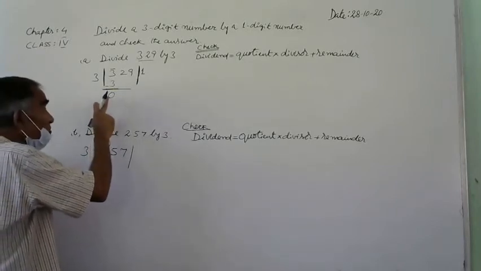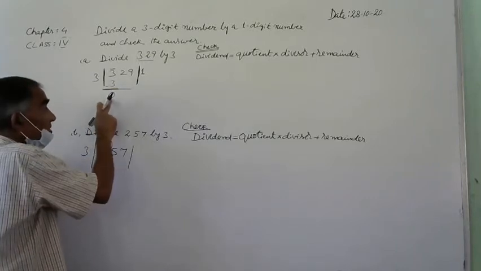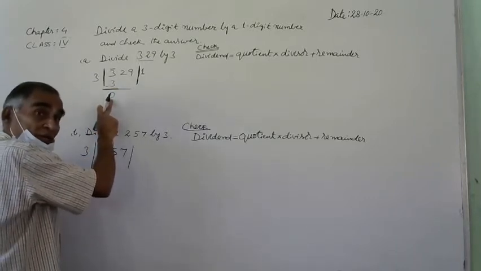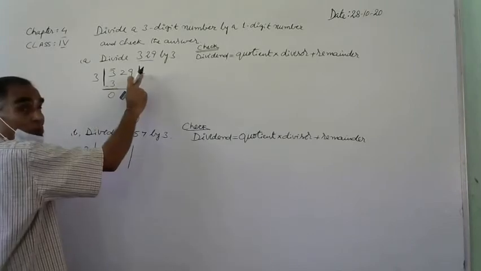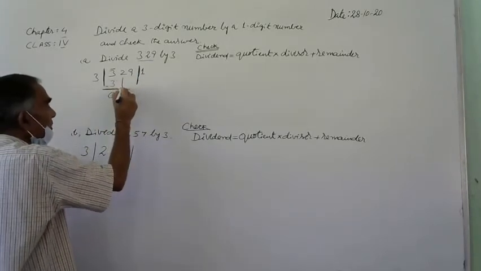This number must be less than the divisor. It must never be bigger. If it is bigger, the question is wrong. Okay, then after that you bring this down.